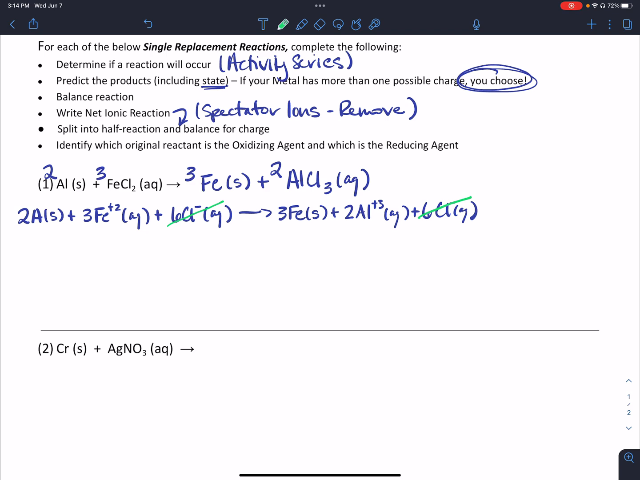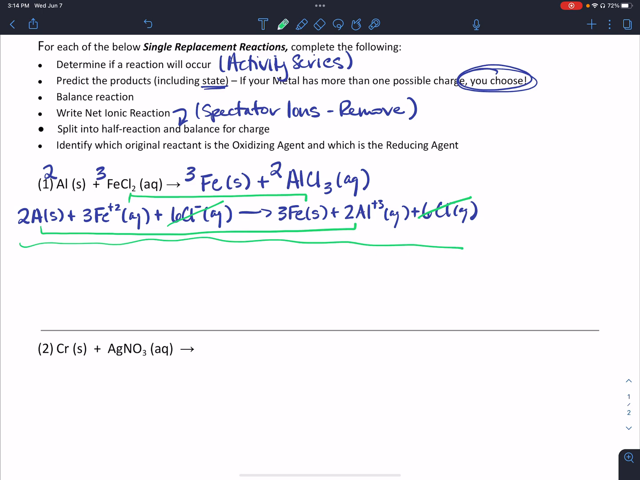So we've got aluminum solid plus 3 iron(II) ions gives us 3 iron solids plus 2 aluminum 3+. So to identify my half reactions, I find the substances that are only varied by the electrons, and I connect them, and then I come down below and I rewrite those. All right, so down here, I'll start with aluminum. I've got 2 aluminum atoms and 2 Al3+ ions.